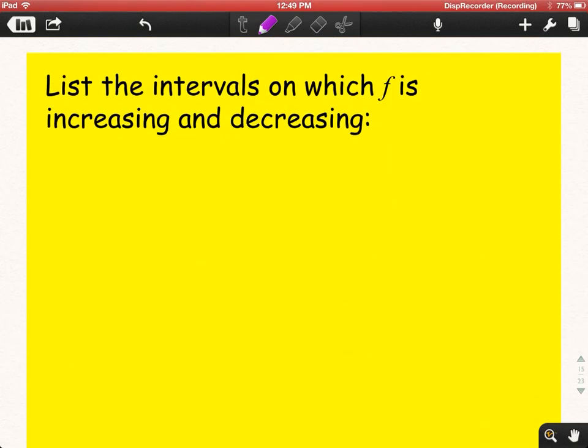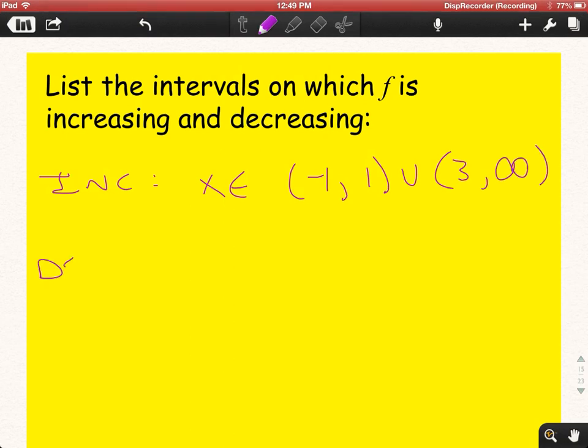So then we could do increasing and decreasing, because if we have maxes and mins, we must be increasing and decreasing. So when are we increasing? X will be increasing from -1 to +1, and then it'll go from 3 all the way to infinity. And then we're decreasing. X is going to decrease from -infinity all the way to -1, and then from 1 to 3 it also decreases.